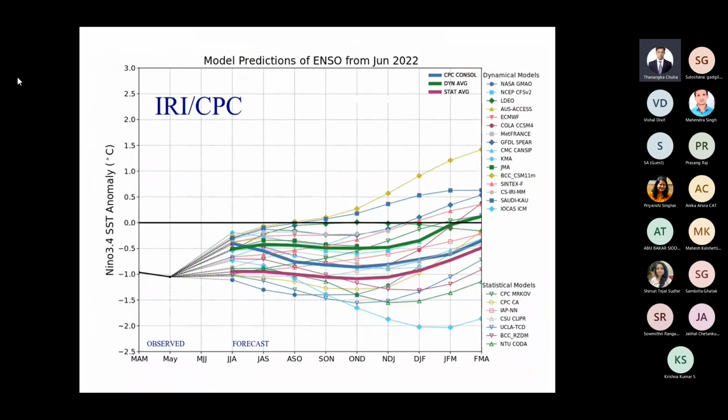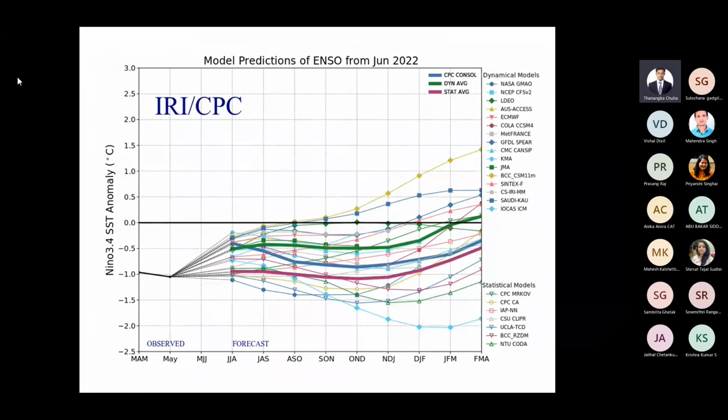Now, the IRI prediction for Nino 3.4 is very clear. The statistical model says -1. Dynamical models say -0.5. And the mean of those two is -0.75 up to November. So if this is correct, this year's monsoon will be normal or above normal, no question about that. Let us see how true it will be.